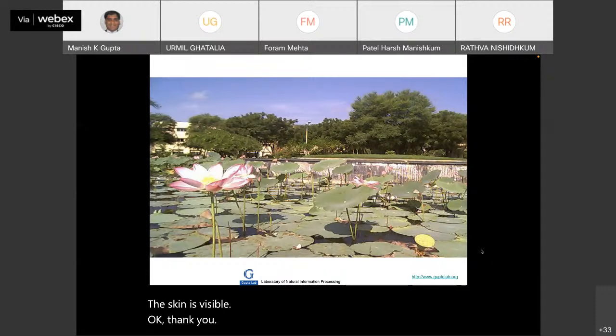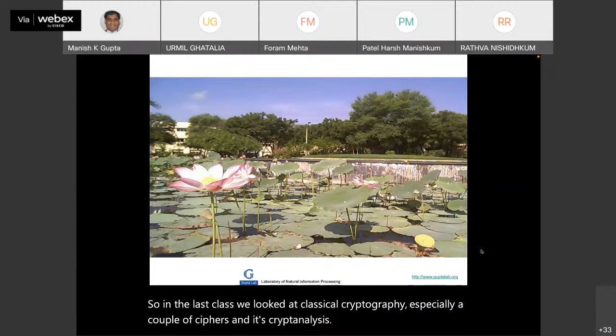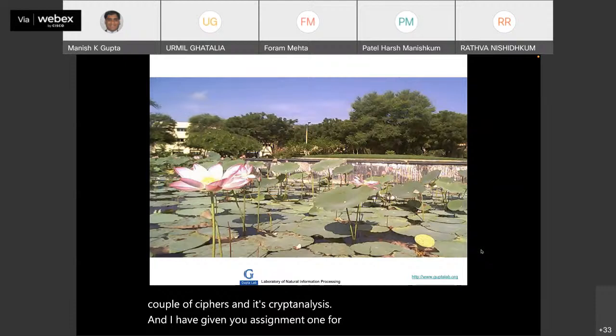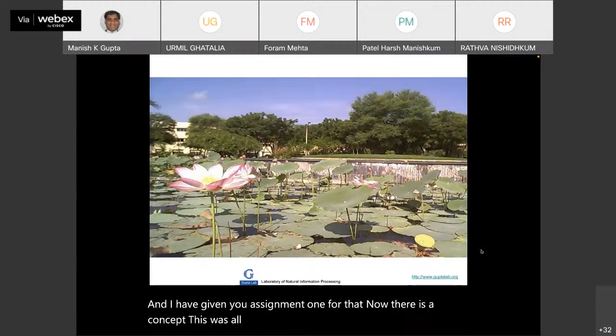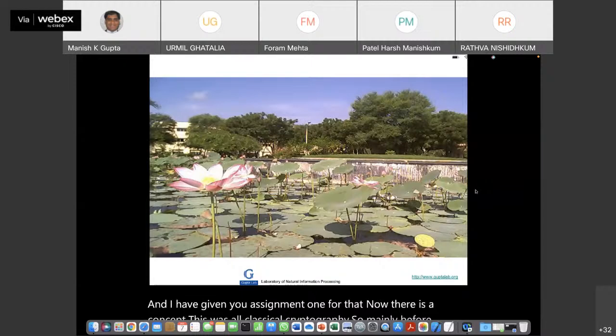In the last class, we looked at classical cryptography, especially a couple of ciphers and their cryptanalysis, and I have given you assignment 1 for that. This was all classical cryptography, mainly developed before Shannon. Shannon gave a theoretical foundation to cryptography.